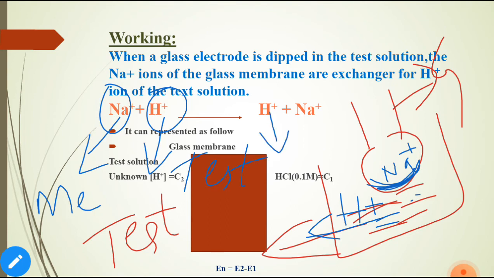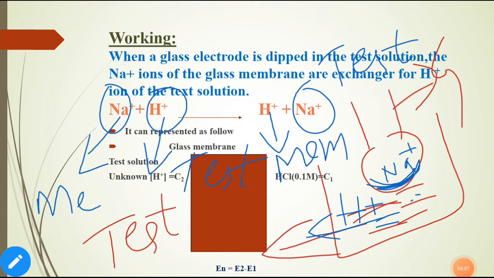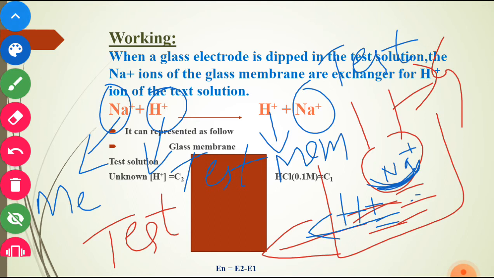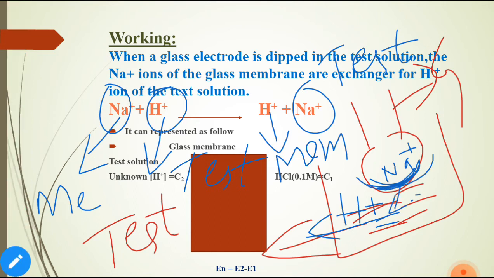The Na+ ions will move on to the test solution and the H+ ions will move on to the membrane. An exchange of ions takes place. Here the Na+ ions present in the membrane move into the solution, while the H+ ions move on to the membrane of the glass bulb.